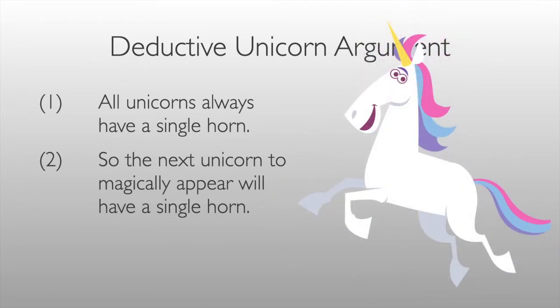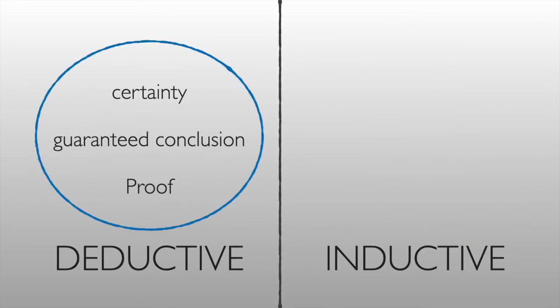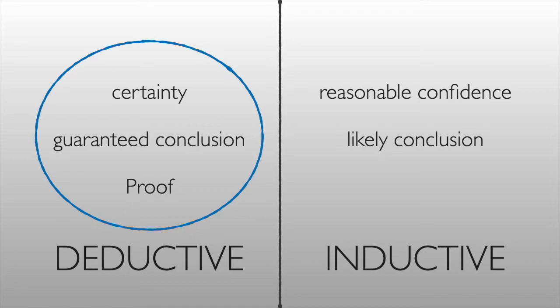No surprise there. After all, we just said all unicorns always have a single horn. So how could it have turned out any other way? If the premise is true, then take it to the bank. So is the conclusion. Induction, on the other hand, only tries to show that a conclusion is likely true. This is no quest for certainty, just reasonable confidence. An inductive argument makes the case that a conclusion is probably true.